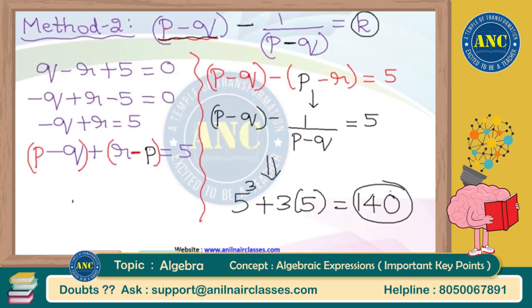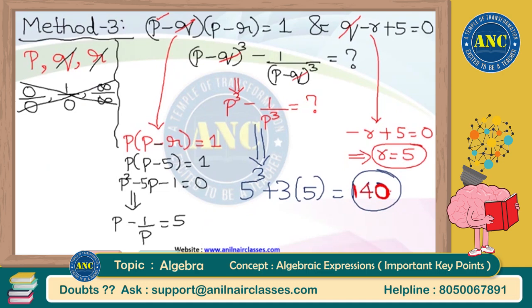In method 2 I reduced it to the form p minus q minus 1 by p minus q, and then I solved it eventually, which is also a beautiful method. Method 3 is even simpler actually if you practice. For me, I love method 1 and method 3 more than method 2.